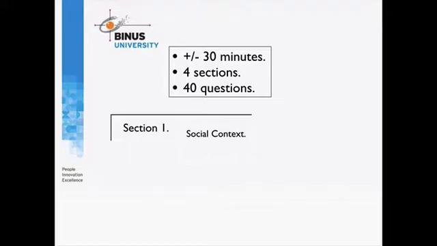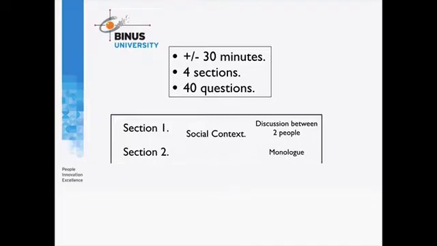So basically, section 1 is about a social context, and you'll get a discussion between 2 people talking about something. Often it's something like taking details on an application form, which is a typical example. Section 2 is also a social context, and this one is a monologue. A monologue means only one person speaking.